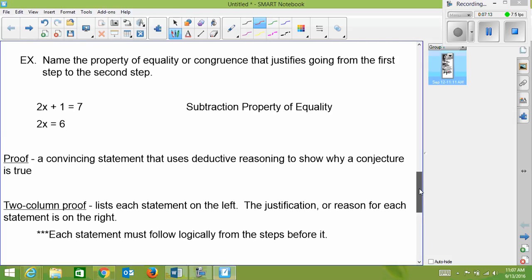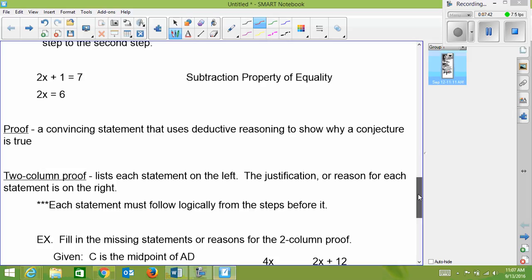So a two-column proof, it's exactly what it sounds like it would be. It's a proof that's written in two columns. It lists each statement on the left, and the justification or the reason for each statement is on the right side of the column. And each statement that you make has to follow logically from the steps before it. You can't skip steps. So you have to go from what they give you and try to prove what they're asking you to prove using a set of steps.